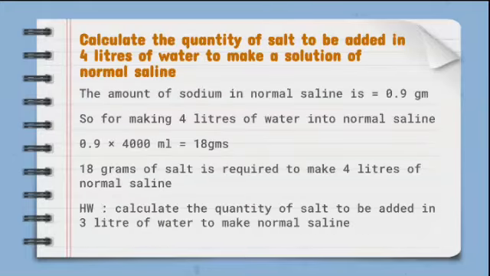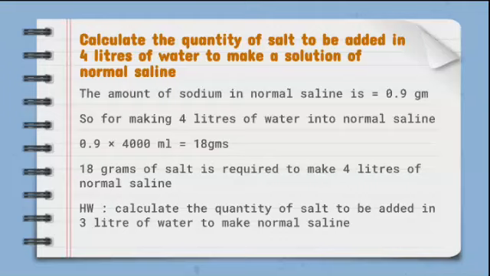The next question is: calculate the quantity of salt to be added in 4 liters of water to make a solution of normal saline. Read the question properly, twice or thrice, so that you understand the question first. Here they did not give how much sodium; instead they gave normal saline. Normal saline has 0.9 gram of sodium per 100 ml, so 0.9 percentage is present in normal saline.